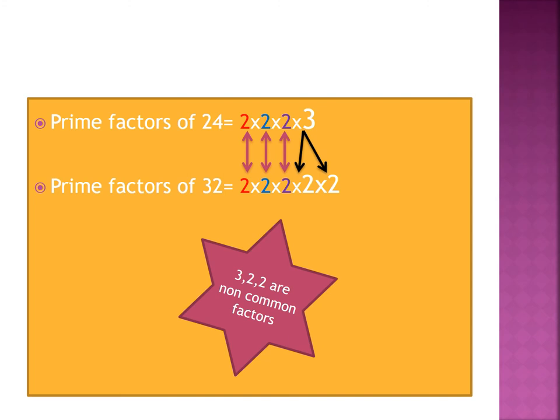Move towards the next number. It's again 2, 2 in blue. 2 in blue is again a common factor. Again, the arrow can be helpful for you in order to find the common factors. Again, 2 is your common factor, 2 in purple. Now, 3, 2 and 2 are your non-common factors because they are no more common with each other. So we have nothing to do with these.